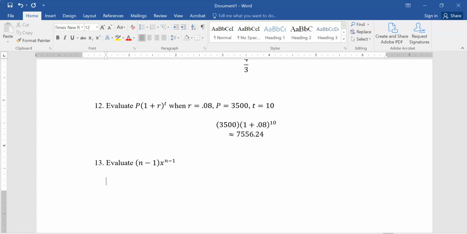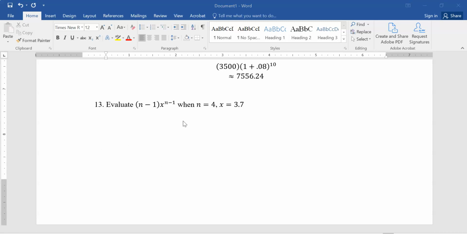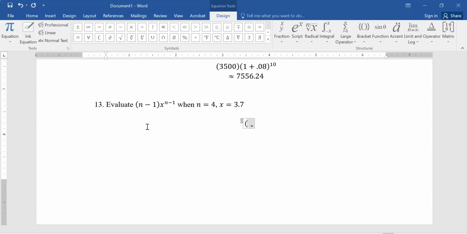expression. So evaluate n minus 1 times x to the n minus 1. Whoops, do that when n equals 4 and x equals 3.7. So we're going to plug these things in, and we're going to figure out that there is one thing I have to really worry about. So we're going to go 4 minus 1 in parentheses. X is a 3.7. And then my exponent here. Now here's the deal.